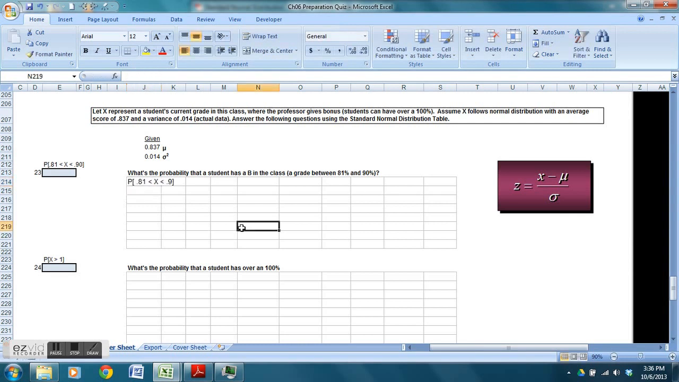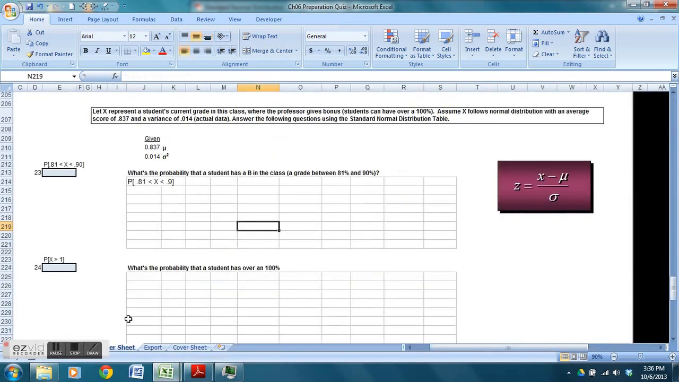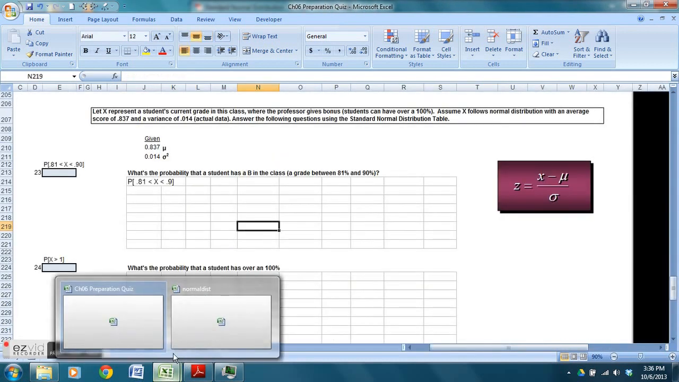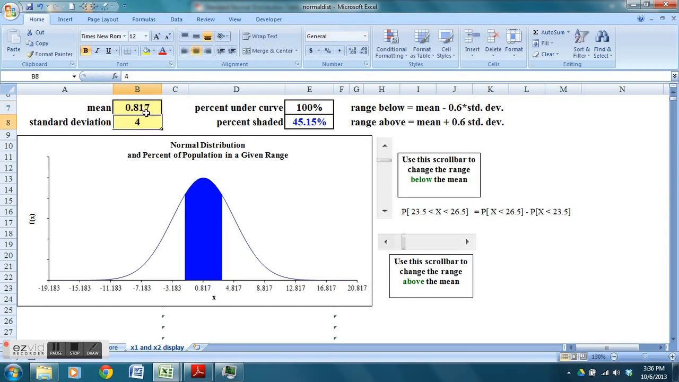So the first thing you want to do is draw it to get an idea of what we're looking at here. And maybe you don't have to draw it. Maybe you're figuring out by now how to do it by hand, but it's always good when you first learn normal to always draw it. And let's see. So the mean is 0.817, and we're interested in everything.